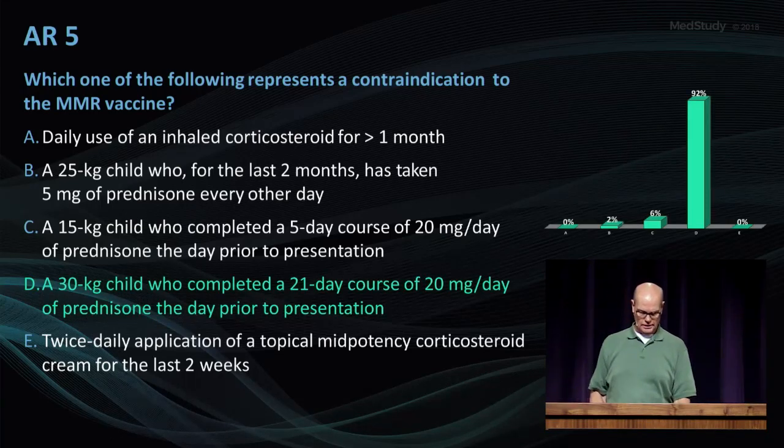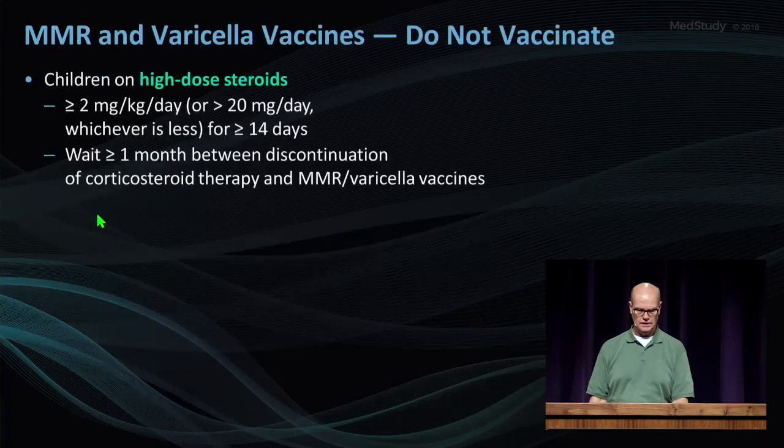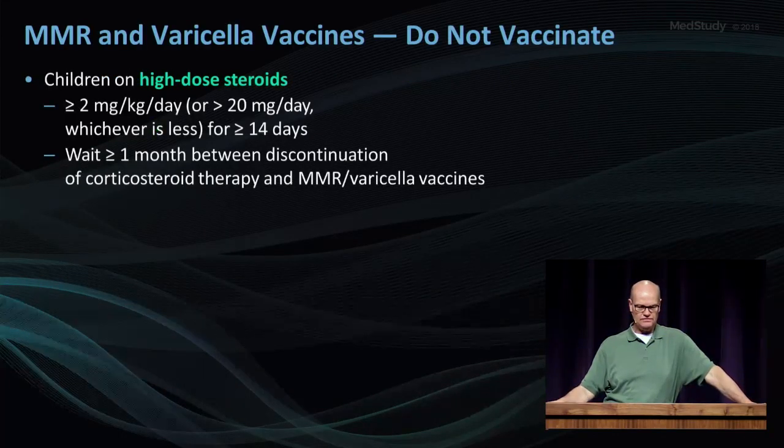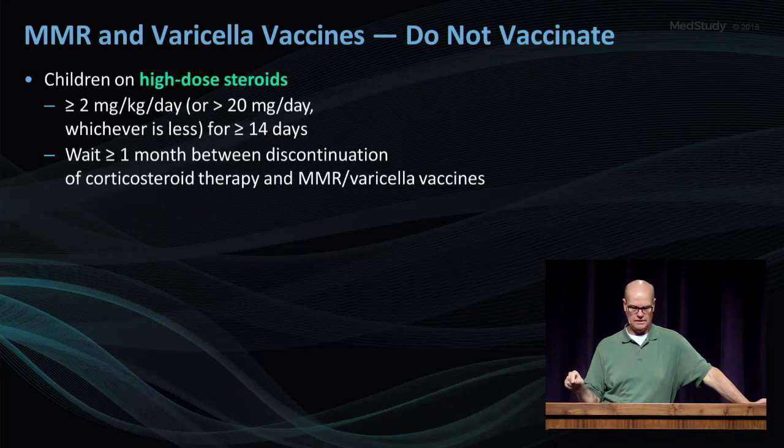Okay, so that's correct, and let's look at this a little bit more carefully. High-dose steroids should be defined as greater than or equal to 2 milligrams per kilogram per day or 20 milligrams per day, whichever is less, for at least 14 days or more. In that scenario, the next best step answer is delay immunization for at least a month.